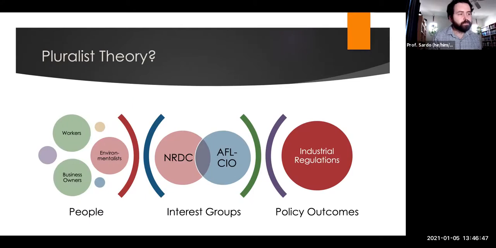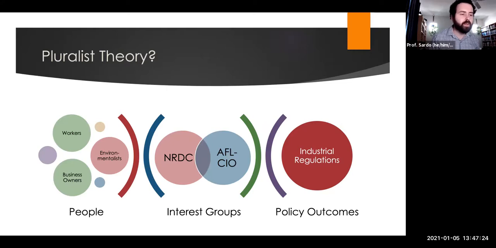Contesting this view is what's known as pluralist theory. And this is the idea that power is actually fairly well distributed in society, that power isn't just concentrated in one group, but that power is exercised when people come together and form interest groups. We can have workers, business owners, environmentalists, and they all have interests in how industrial regulation is going to work. So they come and form interest groups. They work together to maximize their power as groups of people.